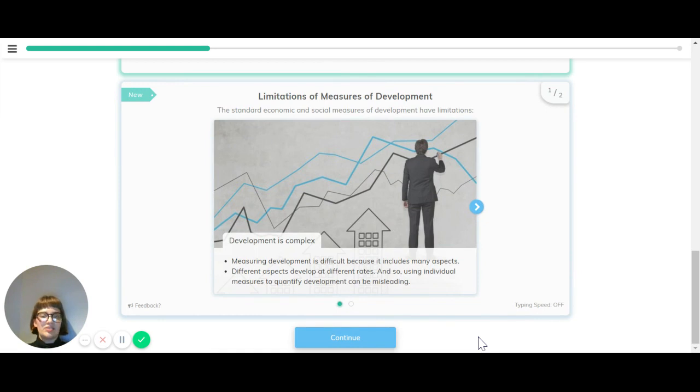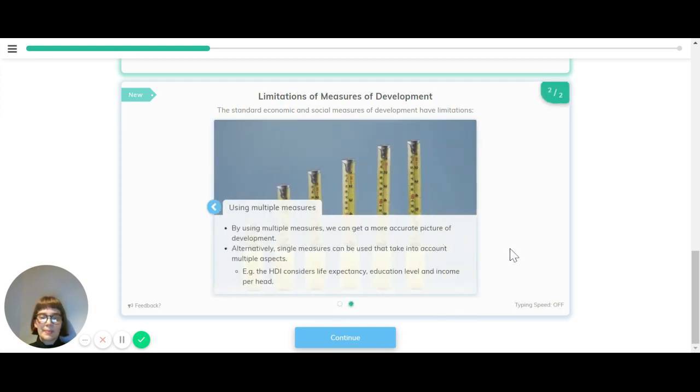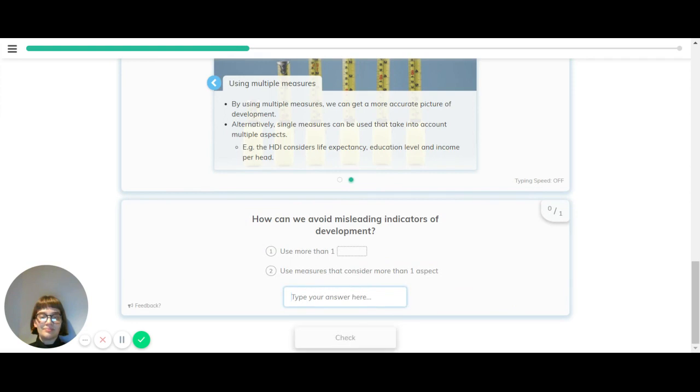There are limitations to measures of development. The standard economic and social measures of development have limitations. Development is complex, and measuring development is difficult because it includes so many aspects. Different aspects develop at different rates, and so using individual measures to quantify development can be misleading. By using multiple measures, we can get a more accurate picture of development. Alternatively, we can use single measures that take into account multiple aspects, such as Human Development Index, which considers life expectancy, education level, and income per head.